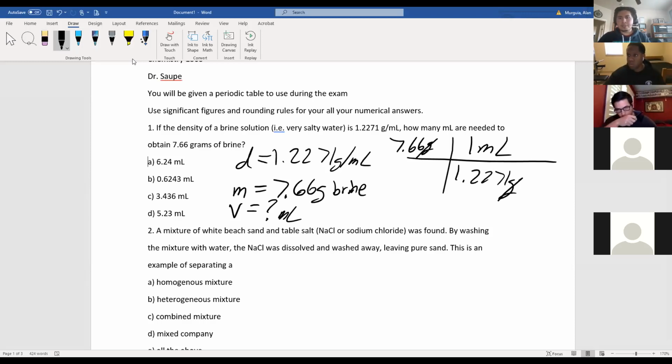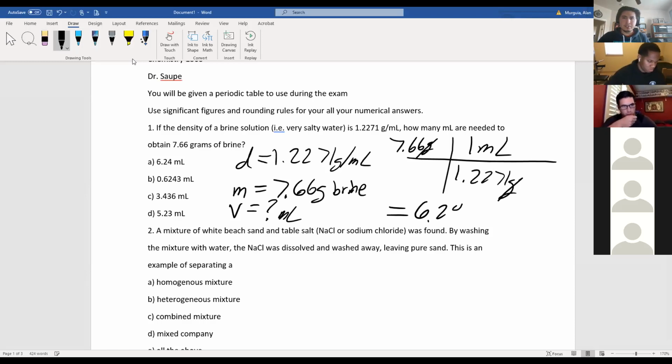So if I were to multiply by the cross and divide by the bottom, what would my final answer be? A. A, and what is A? 6.24. 6.24 milliliters. Exactly, milliliters. So don't forget your units. That's very important.